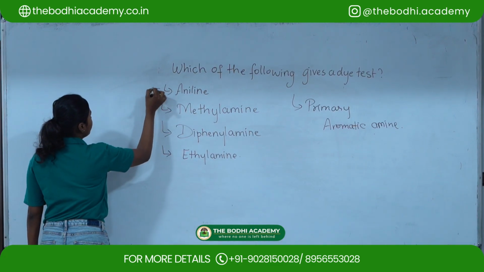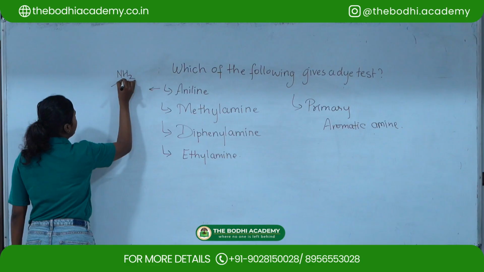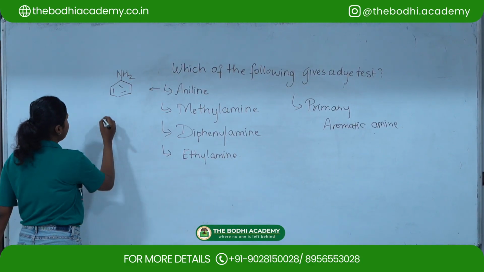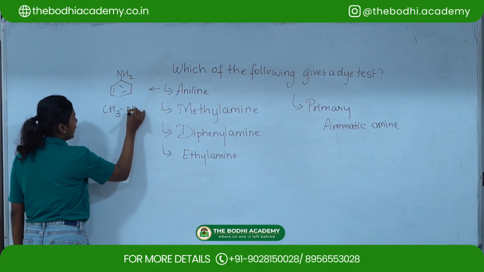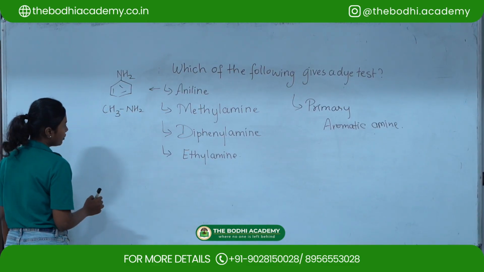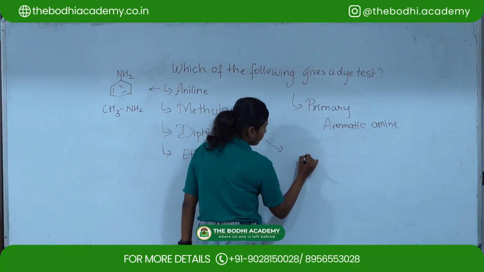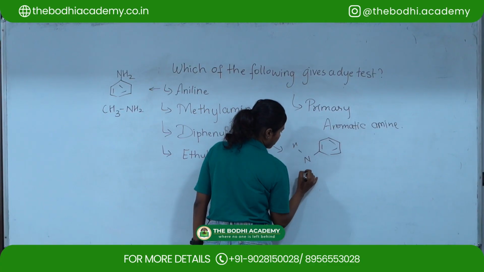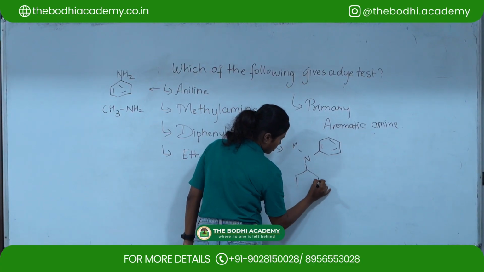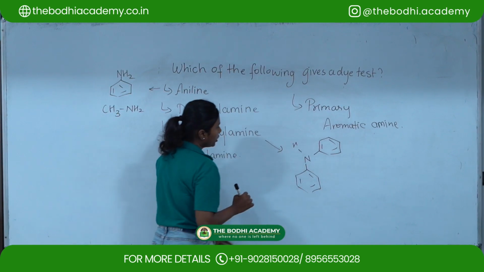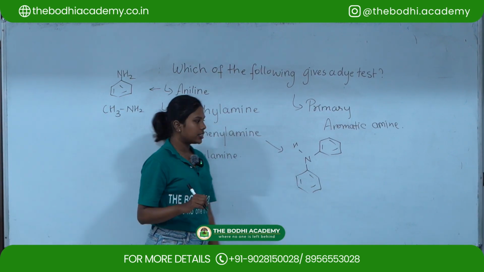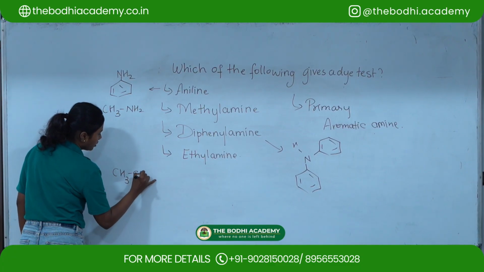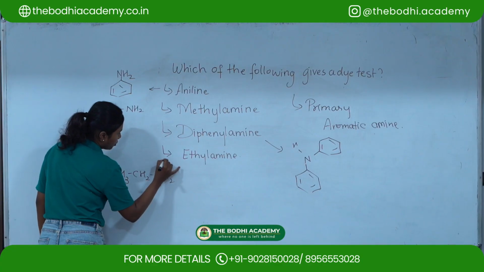Aniline, we have NH2 and the benzene ring. Next we have methylamine, that is CH3NH2. Then we have diphenylamine. In this we have NH, with two benzene rings attached to the nitrogen, and last we have ethylamine, that is CH3CH2NH2.